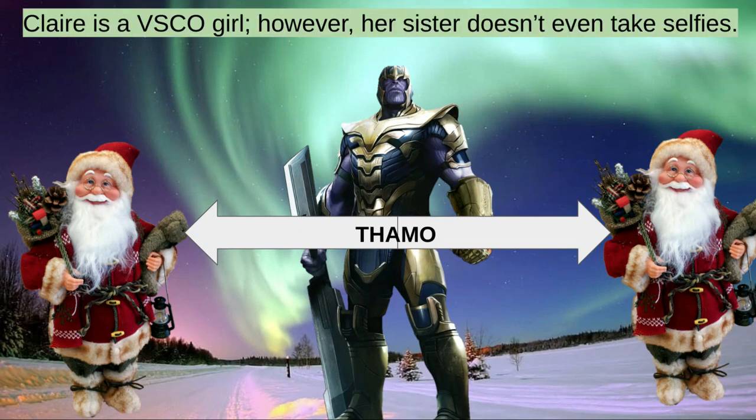Here's an example. Claire is a VSCO girl. However, her sister doesn't even take selfies. So you'll see we need a semicolon and a comma here. So what I want to know, where is our independent clause number one? Where is our independent clause number two? And where is our thamo?